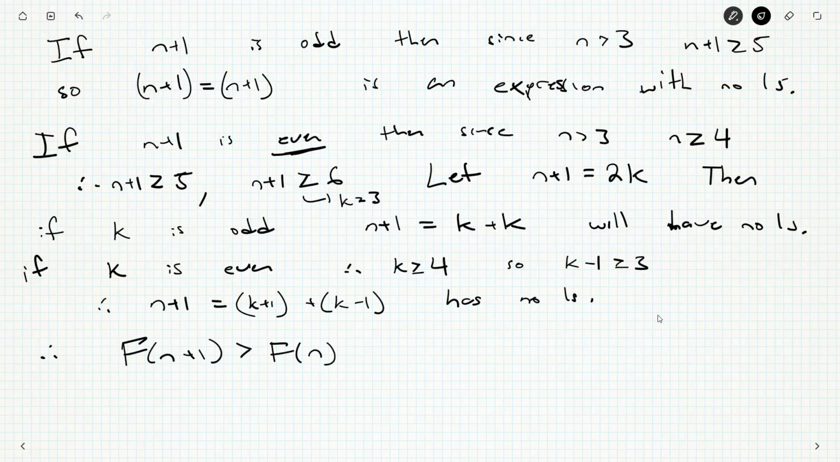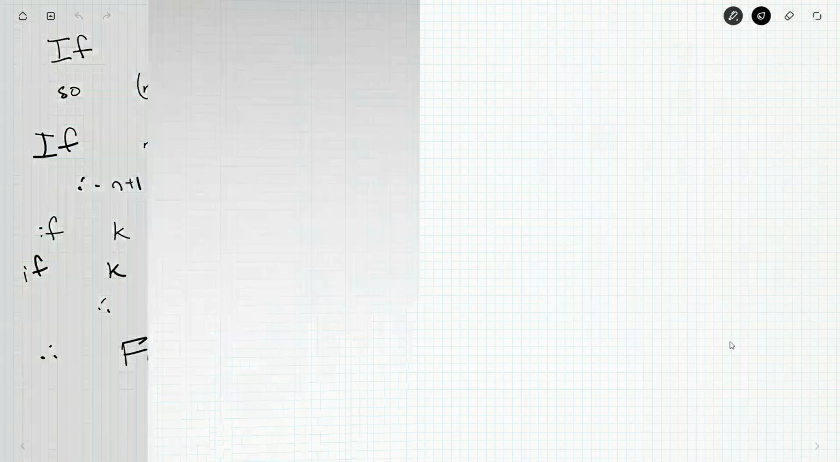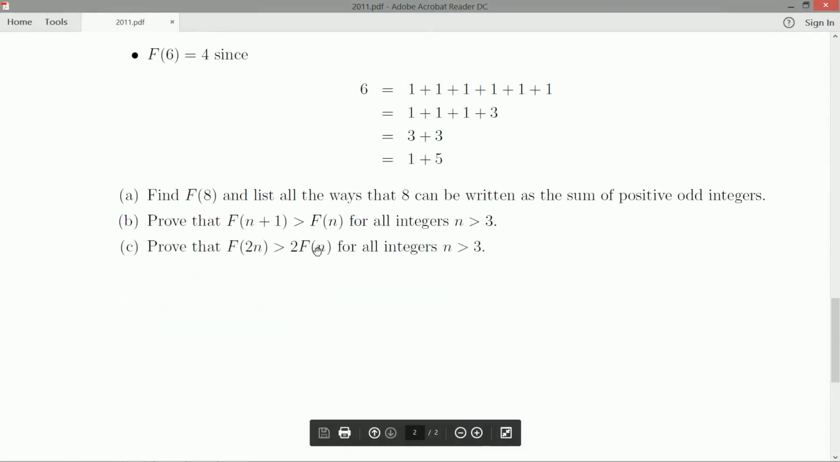So we have found an extra thing that we can add to our list. Quite easy with n plus 1 being odd, a little more work if n plus 1 is even, but we have found something that has no 1s. Okay, so not bad at all. And then now for part C. Prove that f of 2n is greater than 2 f of n. Okay.